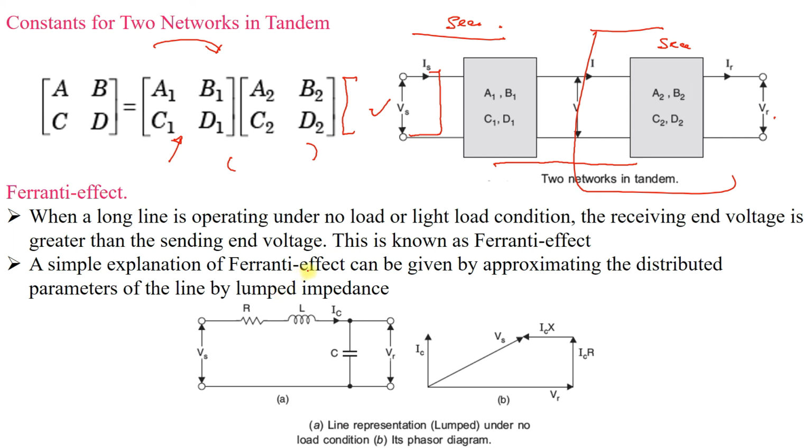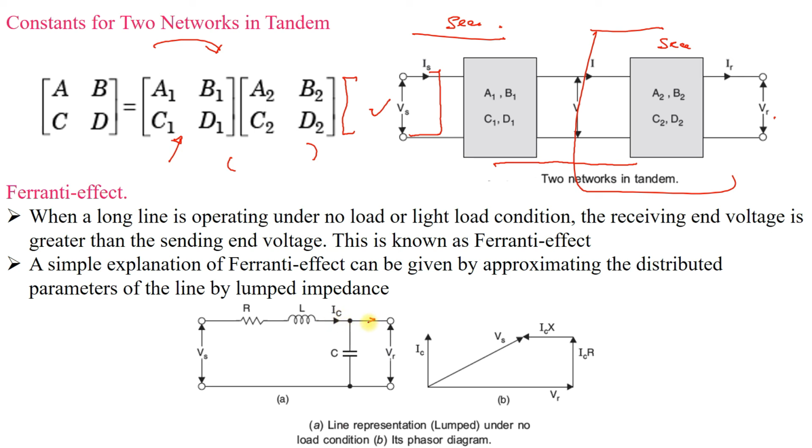A simple explanation of the Ferranti effect can be given by approximating the distributed parameters of the line by lumped impedances. Sometimes a question will be there to explain how the Ferranti effect is happening. In that case, you have to draw this equivalent circuit of the network. Here we are assuming that the line capacitance is lumped at the end of the transmission line. It's an approximate analysis, and in this case, when there is no load on the transmission line, you have only the charging current IC flowing through this.